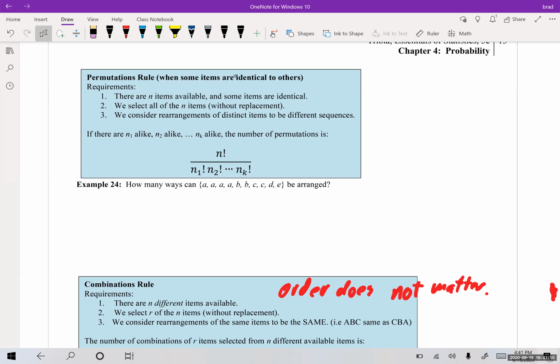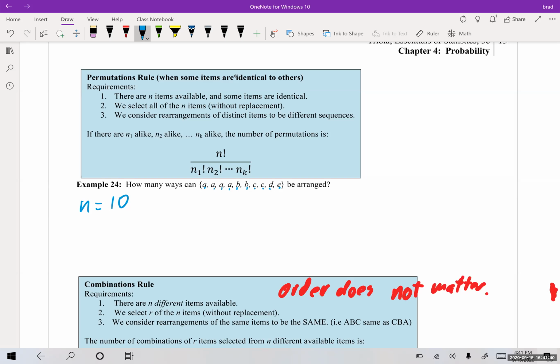We consider rearrangements of distinct items to be different sequences. However, when some of the items are the same, you can't really distinguish them. So for this problem, it's n factorial first. We have to count up how many we have total in this particular problem. So n equals 10, because we have 1, 2, 3, 4, 5, 6, 7, 8, 9, 10. And then we can do this.